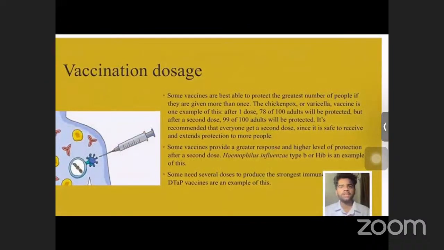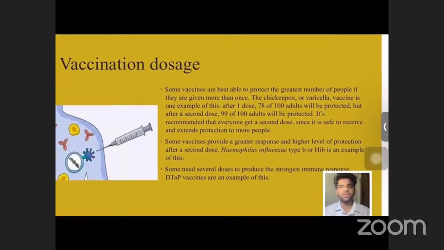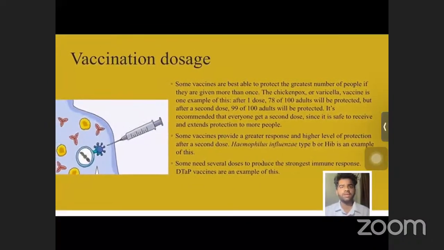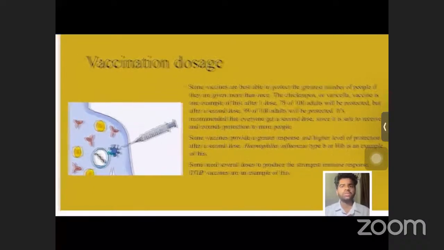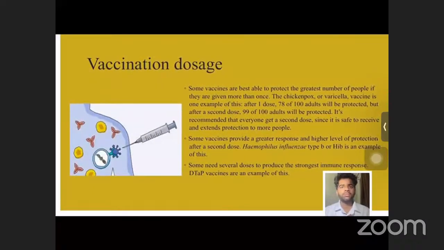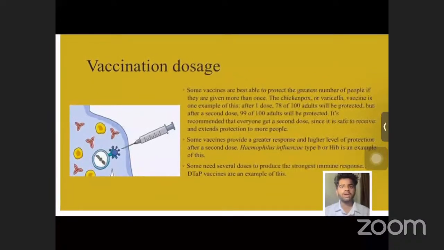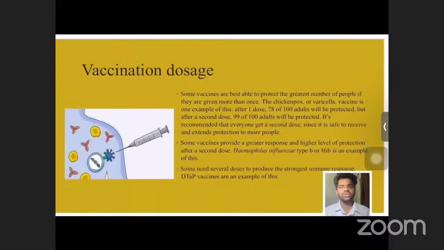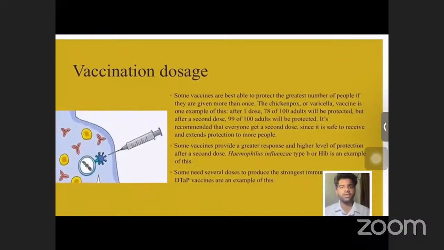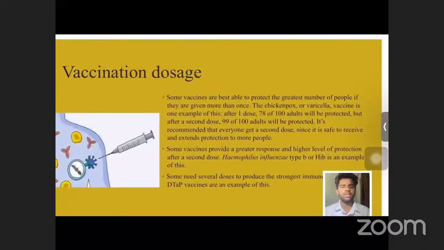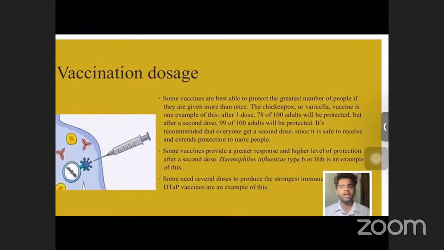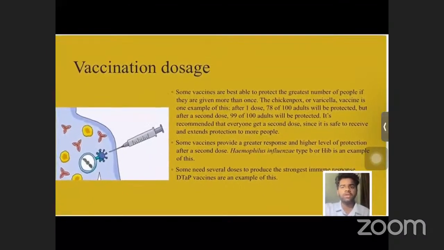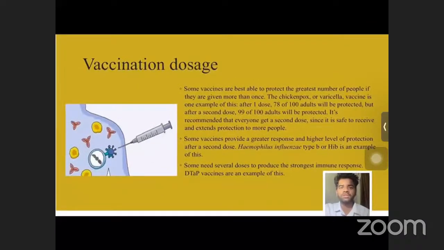Some doses. Some vaccines are best able to protect the greatest number of people if they are given more than once. The chickenpox, or varicella, vaccine is one example of this. After one dose, 78 of 100 adults will be protected, but after a second dose, 90 of 100 adults will be protected. It's recommended that everyone get a second dose since it is safe to receive and extends protection to more people. Some vaccines provide the greatest response and higher level of protection after a second dose. Haemophilus influenzae type B, or Hib, is an example of this.